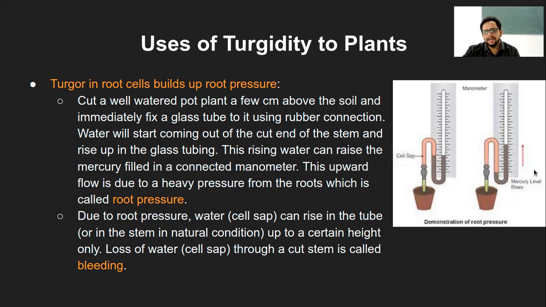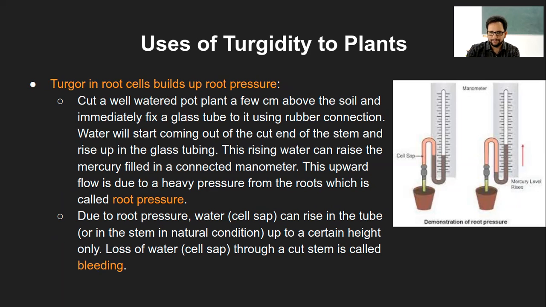just a small experimental setup. We'll go through it. So turgor pressure in root cells builds up the root pressure. Now we know what turgor pressure is. Because of this turgor pressure, there is a root pressure which is built up. So what is this root pressure?